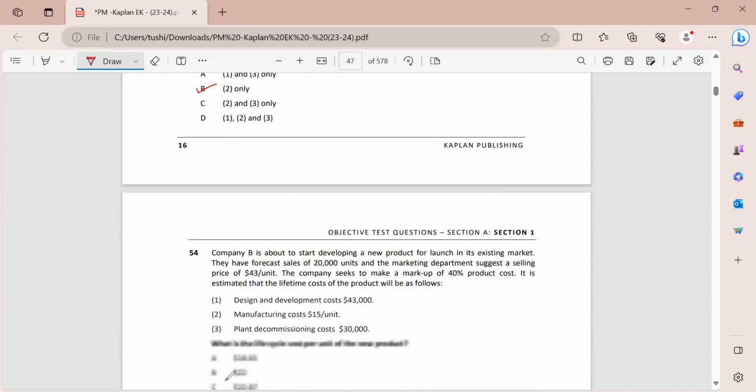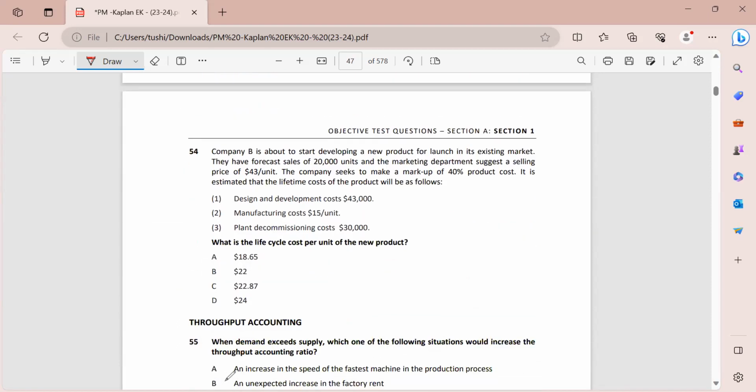Now let's move on to question number 54. This is the last question. In the next video, we will be starting with throughput accounting. Company B is about to start developing a new product for its launch in an existing market. They have a forecast sales of 20,000 units, and the marketing department suggests a selling price of $43 per unit. The company seeks to make a markup of 40% on product cost. It is estimated that the lifetime cost of the product will be as follows. We have to find out the life cycle cost per unit.